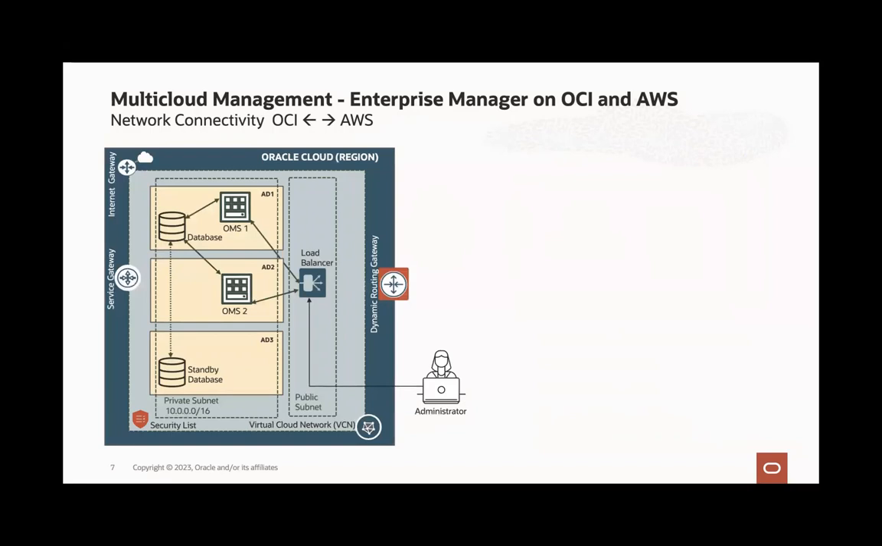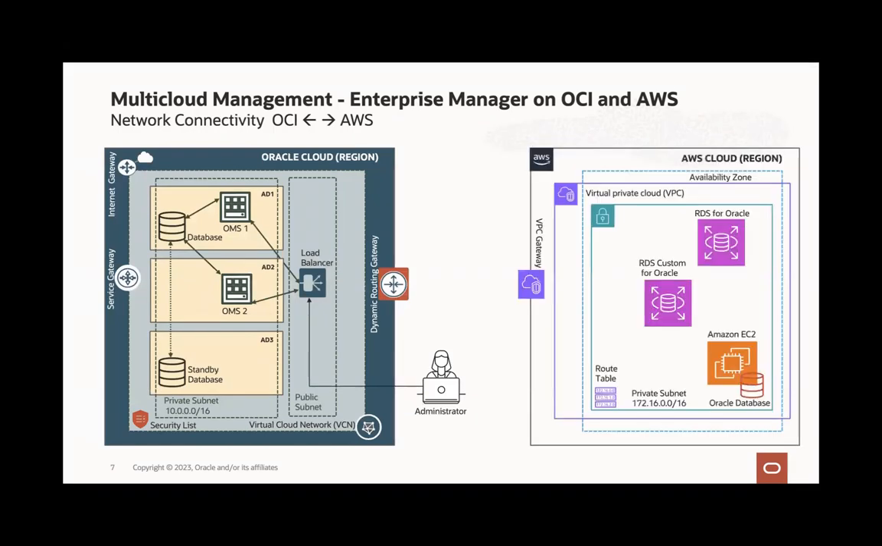It's a multi-OMS deployment with the repository database, and OMSs are in private subnet, and load balancer is in the public subnet. An Enterprise Manager on OCI is monitoring the cloud targets. And here we have AWS Cloud that is hosting services like RDS for Oracle, RDS Custom for Oracle, and Oracle Database running on Amazon EC2 instance, all running inside the private subnet.